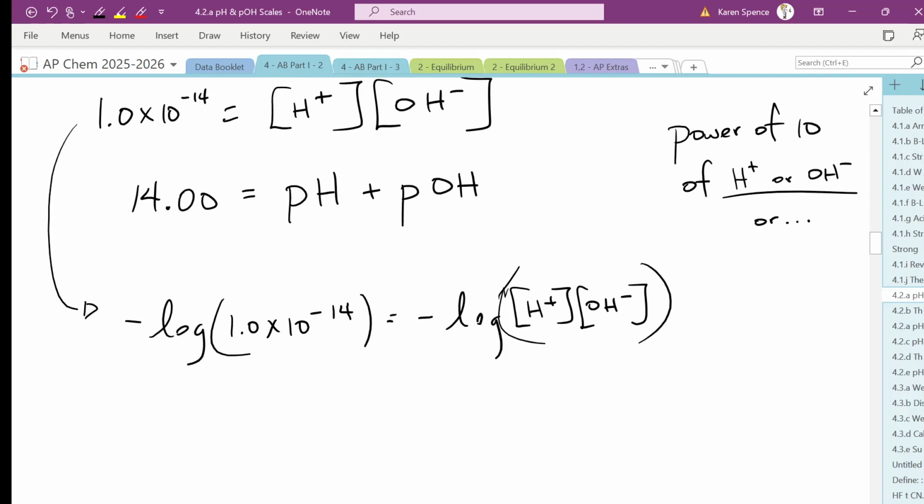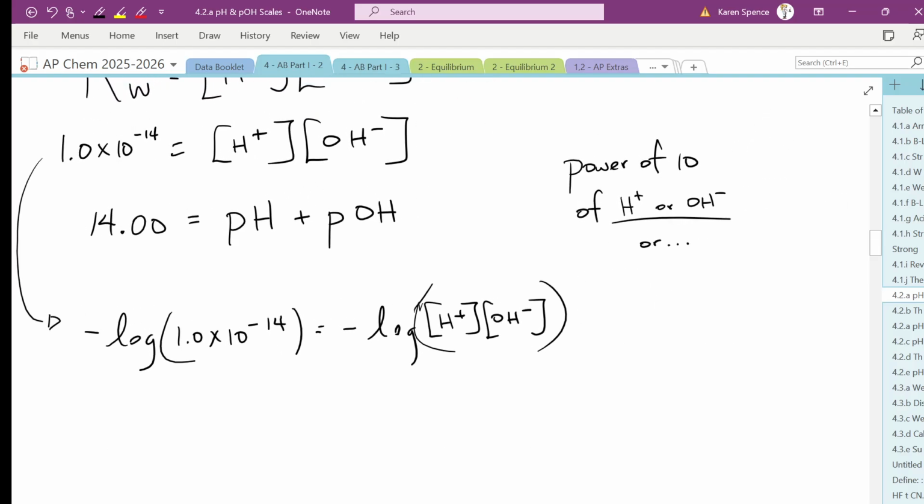Do you guys know a log rule for when you take the log of A times B? Log of A times B equals the log of A plus the log of B. If you're thinking, I don't know enough logs to do this, you don't have to be able to do this. This is just showing you where it comes from. But if you happen to know this, isn't that nice?